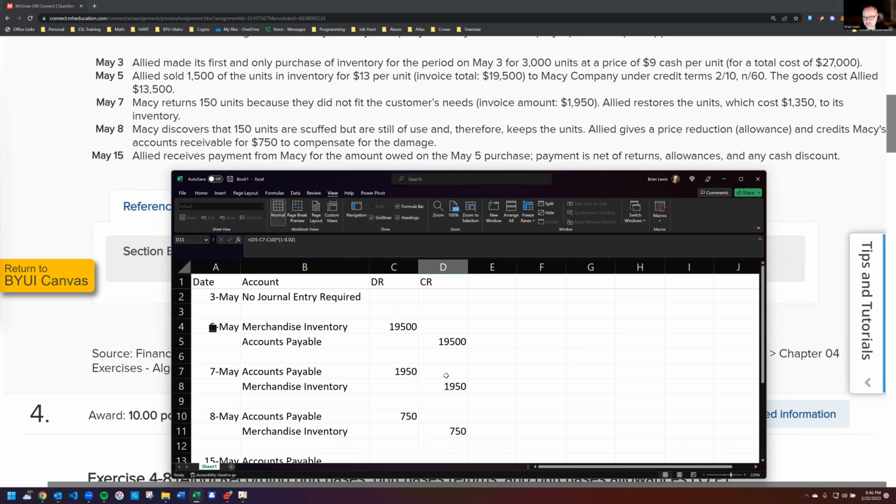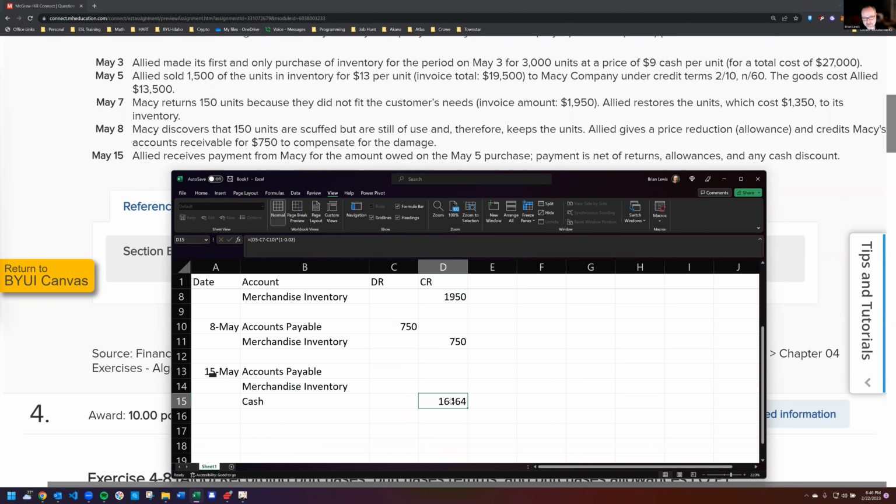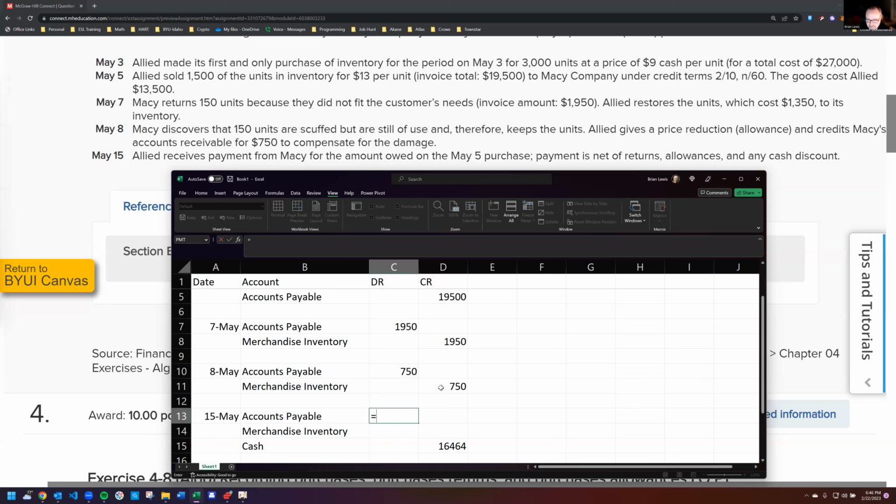19.5 plus that, minus that. Okay, should be that. So then what's coming out of accounts payable? Well, what's coming out of accounts payable is the same thing. That minus this minus this. Okay. Because that's what's in accounts payable right now.